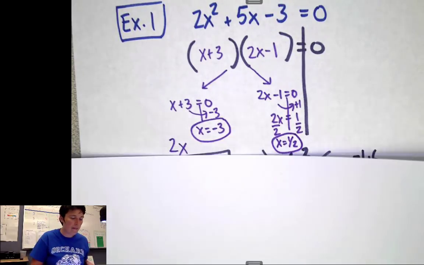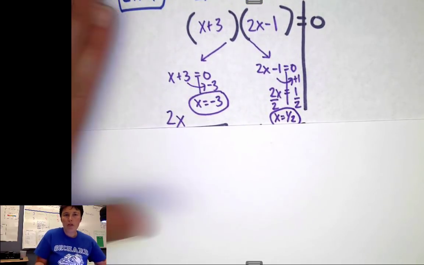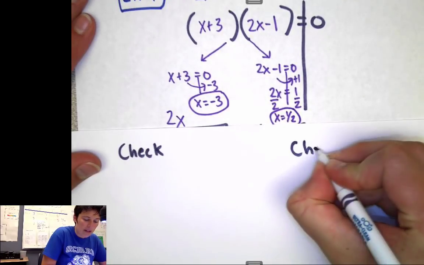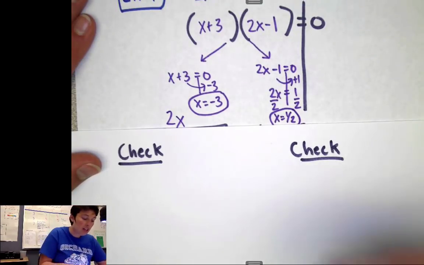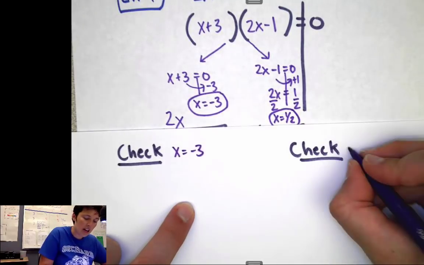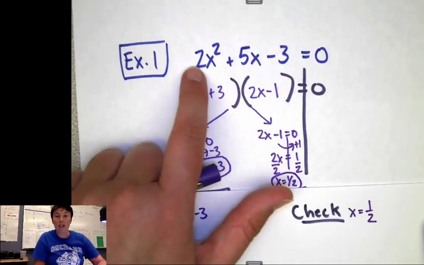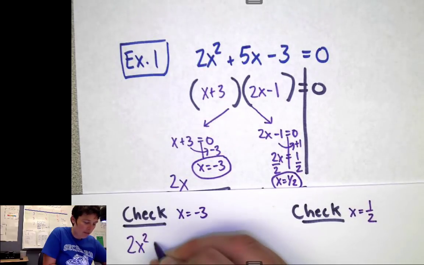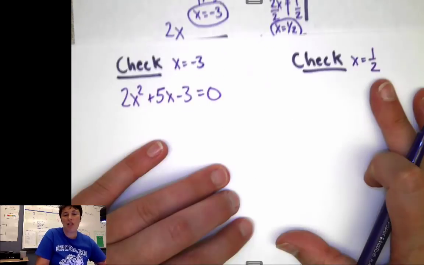I'm going to cover some of this up. If I think those are my answers, but I'm not 100% sure, check it. Do a quick check. Here's what I'm going to do for my check. I'm going to do it twice. I'm going to double check this problem. I'm going to be checking, is that x equal to negative 3 really an answer? And is that x equals 1/2 really an answer? But when I check it, I'm going to be checking it on the original equation, the 2x squared plus 5x minus 3 equals 0. That's what I'm going to check it on.